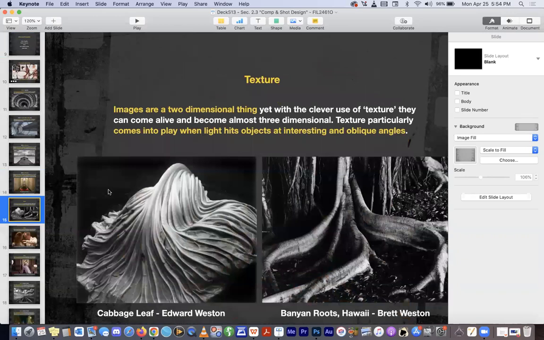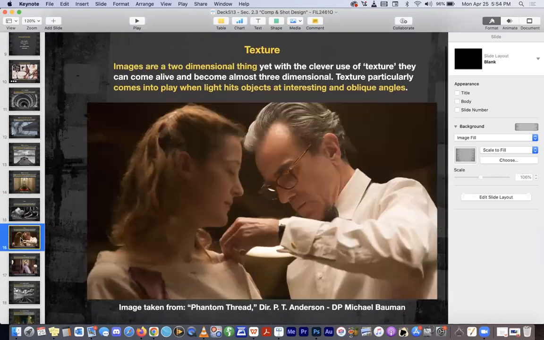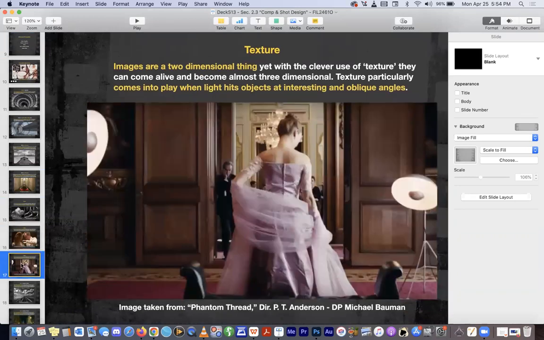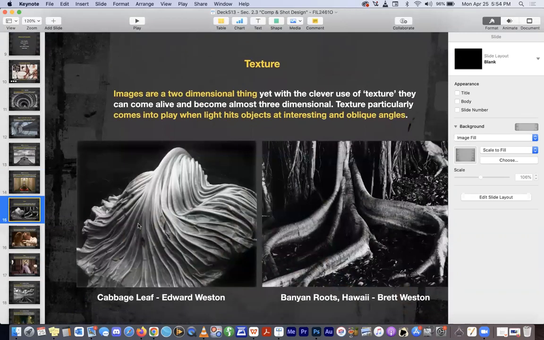Or I showed you some work by the Westons, father and son, and compared, for instance, the cabbage exposure to footage from Phantom Thread, and talked about lighting can provide texture as well as contrast to a situation, and give us a sense of what surfaces feel like, a very tangible aesthetic value that the lighting can sort of give us as an audience without being able to reach out and touch the thing.